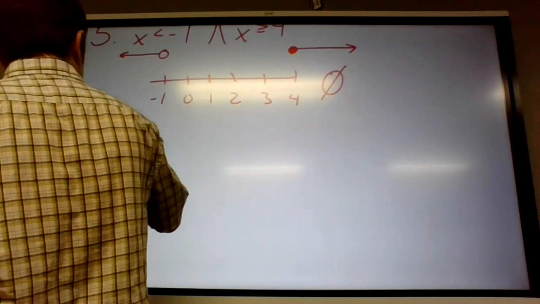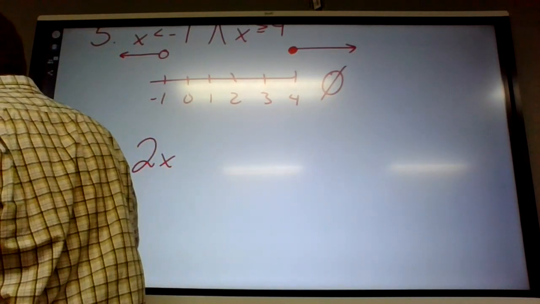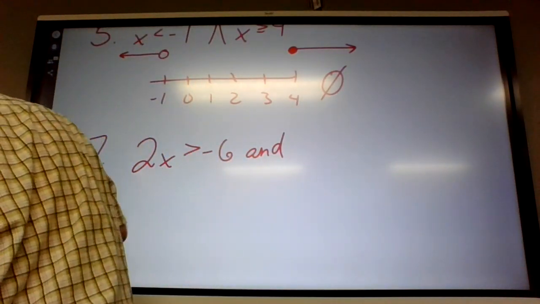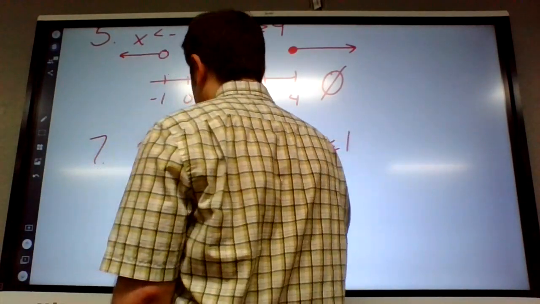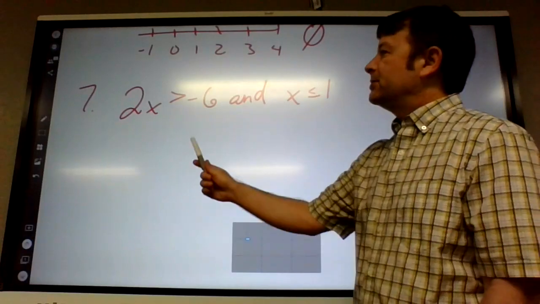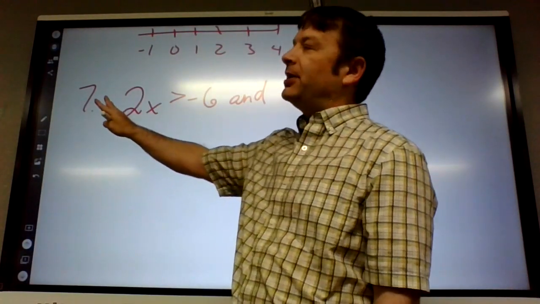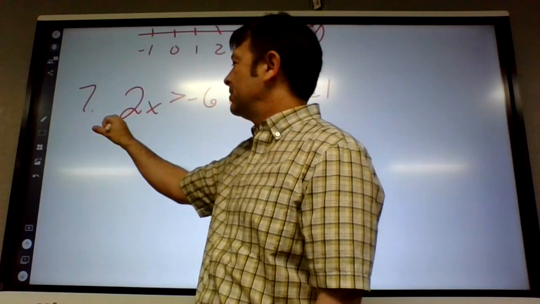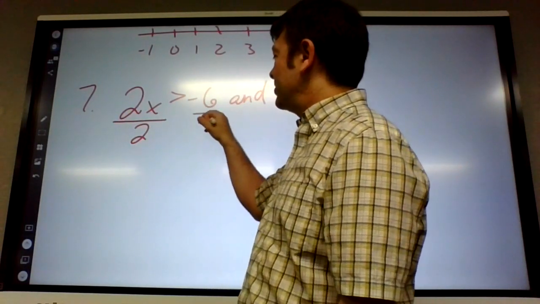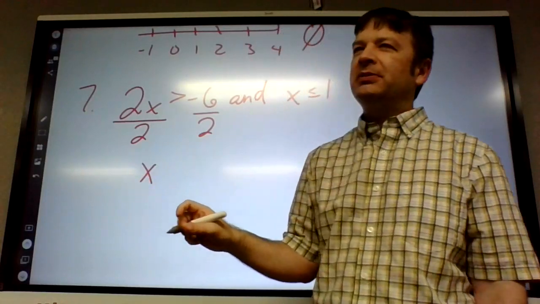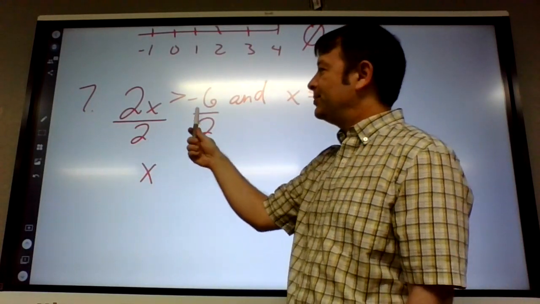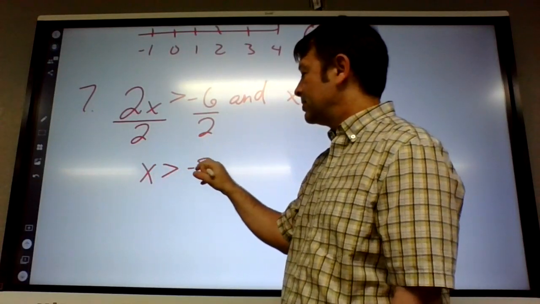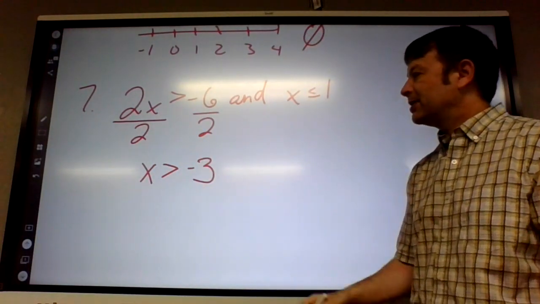So we have to solve these. 2x is greater than negative 6. Actually, the right one doesn't need solved. It's just x is less than or equal to 1. Okay, how would I solve this? This is what we did a couple weeks ago. How do I solve this for x? Divide by 2. Is the inequality going to switch? Do you guys remember that trick? Nope, because it's not negative. If I divide by negative 2, the inequality, the greater than, would flip. But if I'm dividing by a positive 2, it's not flipping.